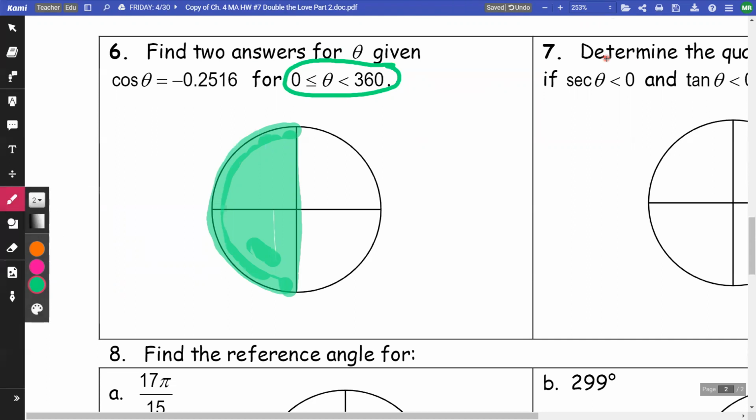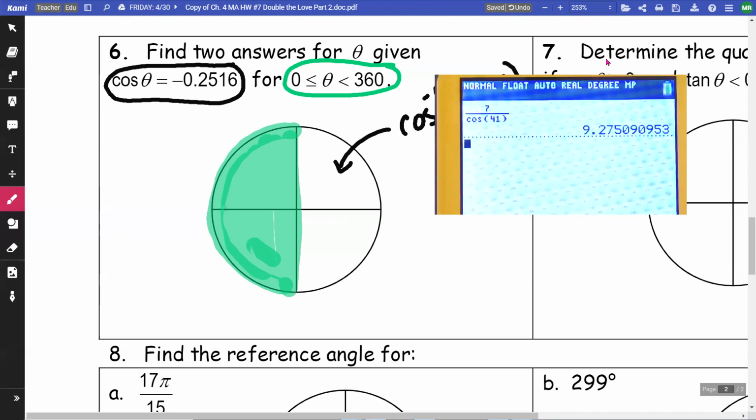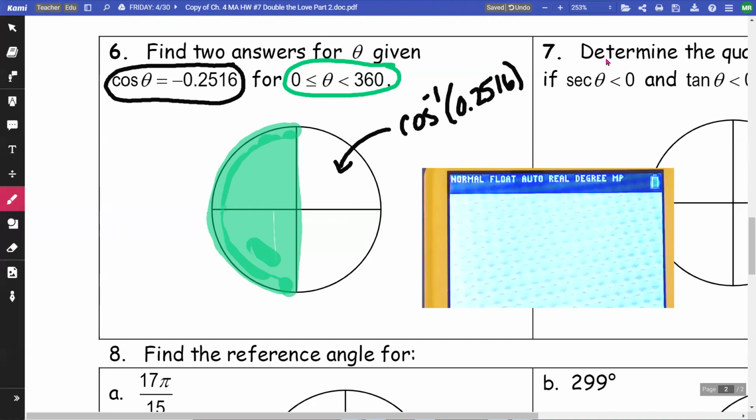And what I'm going to do is find not the angle that gave me this negative cosine, but the one that gave me the positive. So I know where it is in quadrant 1. That's going to be my reference angle. So I'm going to do cosine inverse of, and again, I'm going to keep it as a positive 0.2516. I'm going to put that in my calculator and make sure my calculator is in degrees, which it is.